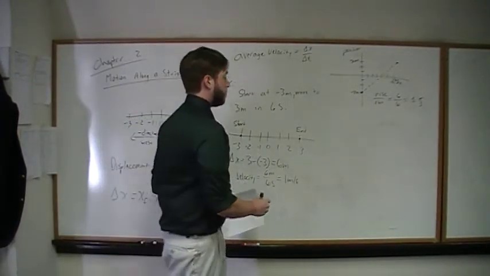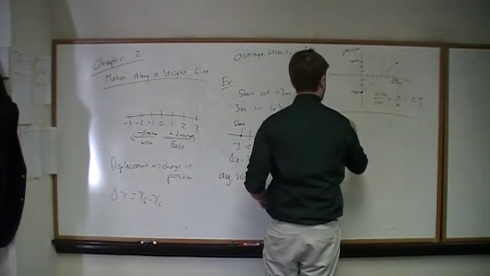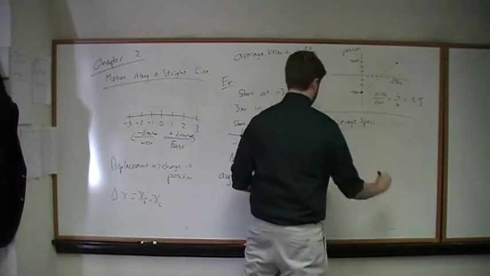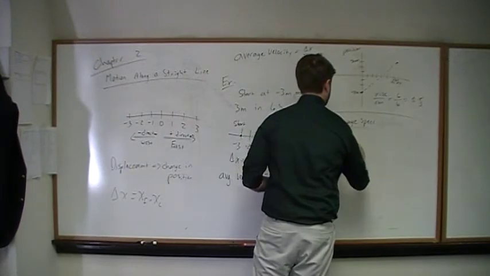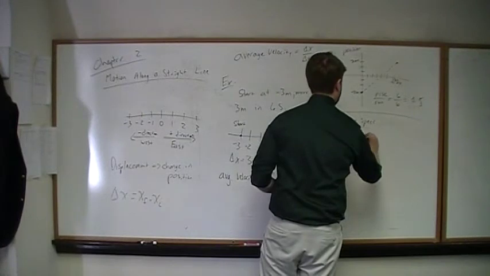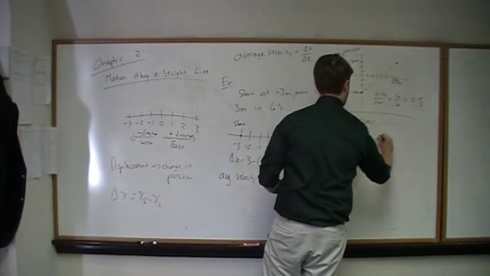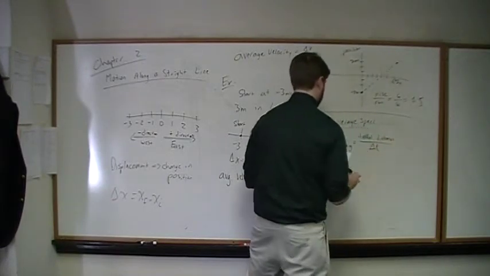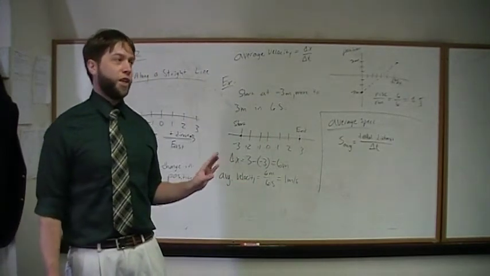Now, average speed is something a little bit different. Average speed, S average, is equal to the total distance divided by the time interval. So notice it's not displacement in this case.